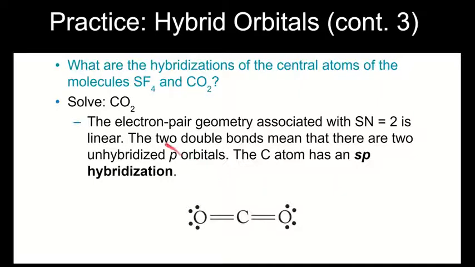For carbon dioxide, the electron pair geometry associated with steric number 2 is linear. And the 2 double bonds mean that there are 2 unhybridized p orbitals. So remember, for that double bond, you have that pi bonding for those unhybridized p orbitals. The carbon atom has sp hybridization. So steric number 2 is sp.